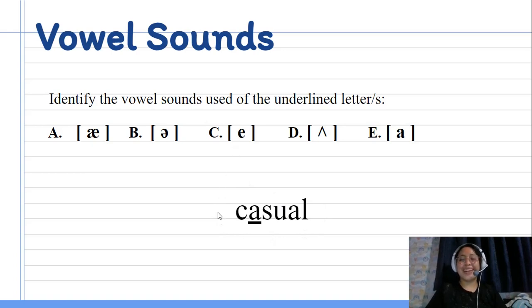We'll see. Okay, this word is pronounced as casual, casual. So the sound of the first letter A here is a, a. And yes, the answer is letter A, casual. Okay, so we have more here.